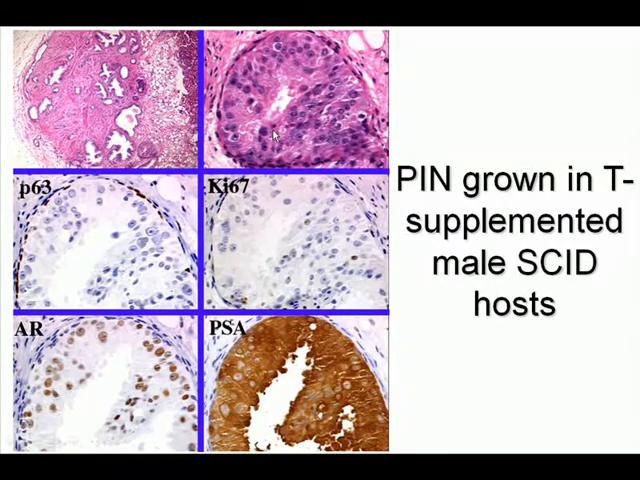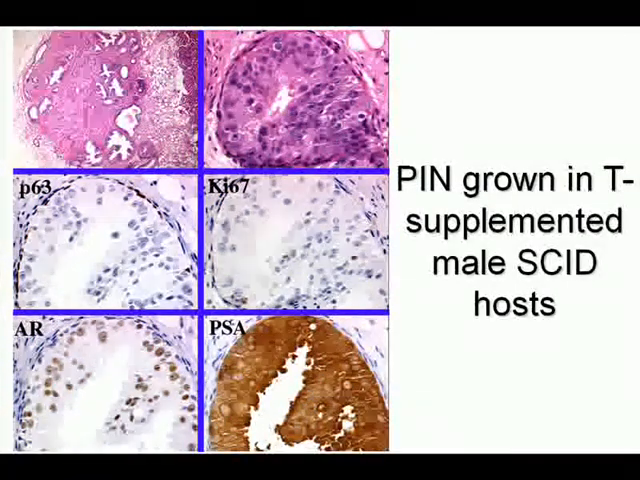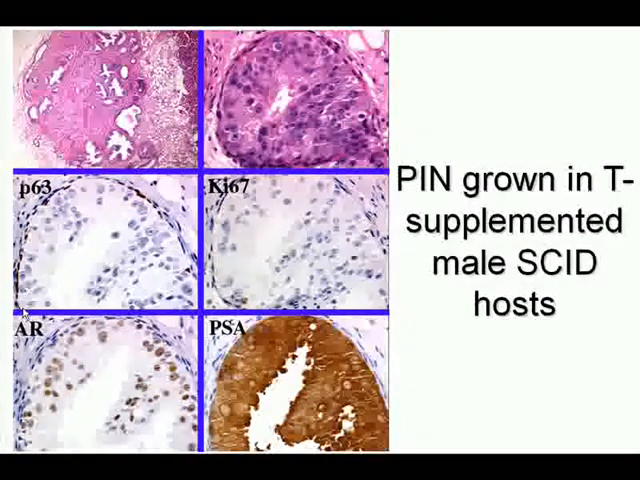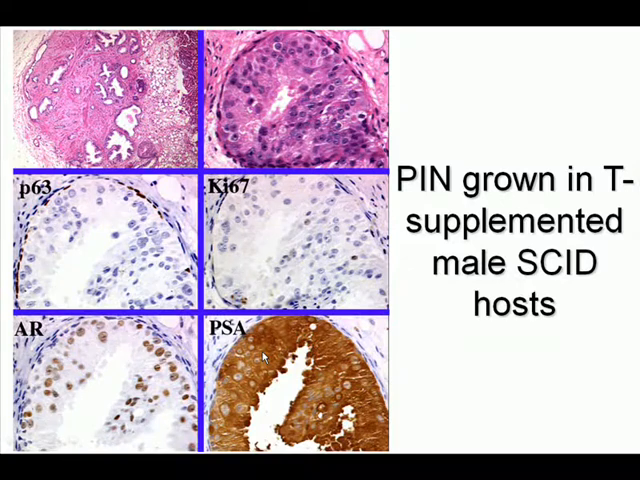This is a typical PIN lesion, and you can see the basal cell is partially lost. But in terms of the proliferative rate, only very few cells are in the cell cycle, which reflects what you see in the patient. And if you focus on the two best differentiation markers, androgen receptor and PSA, you can see how beautifully they maintain the expression profile.